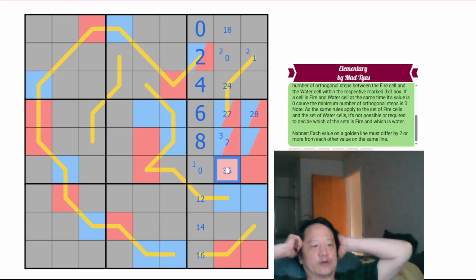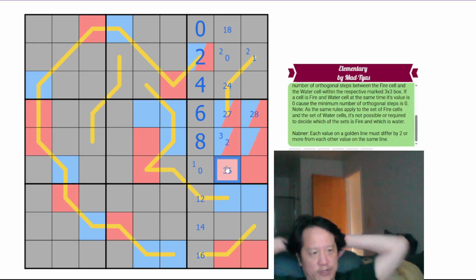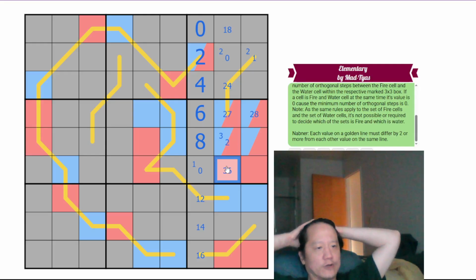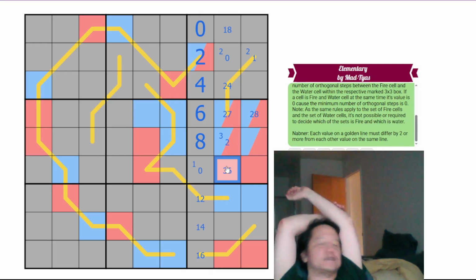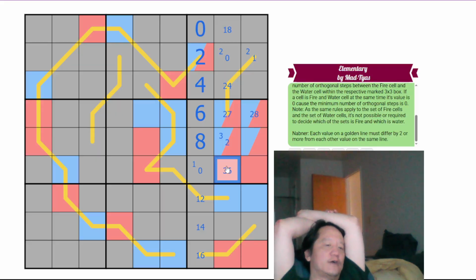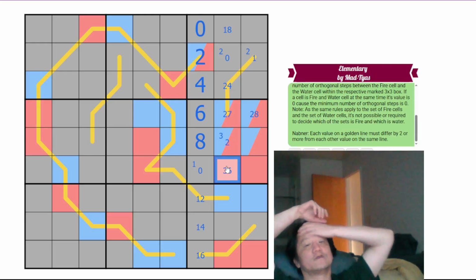This is the tough part of it. I feel like the first part is fairly straightforward with how long the long Nabner line is. But trying to decipher how it finally breaks apart is a little troublesome.